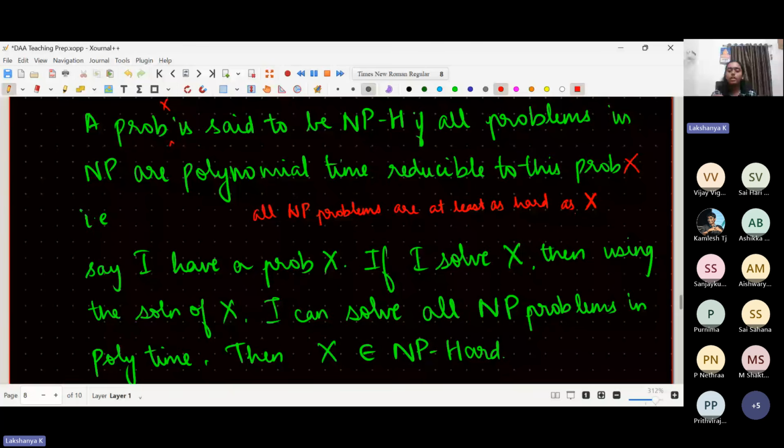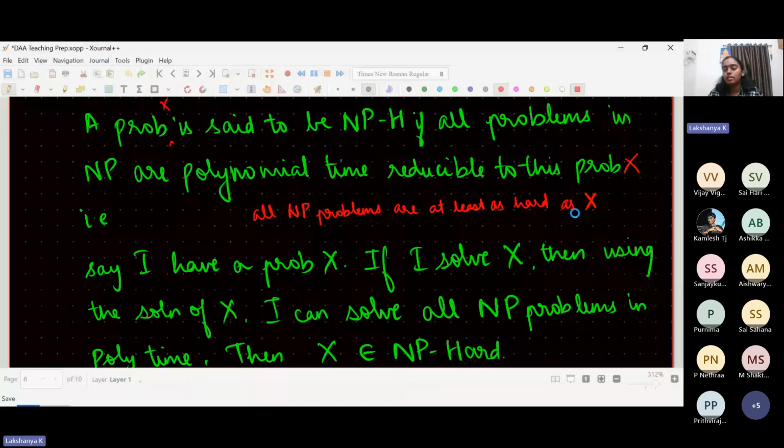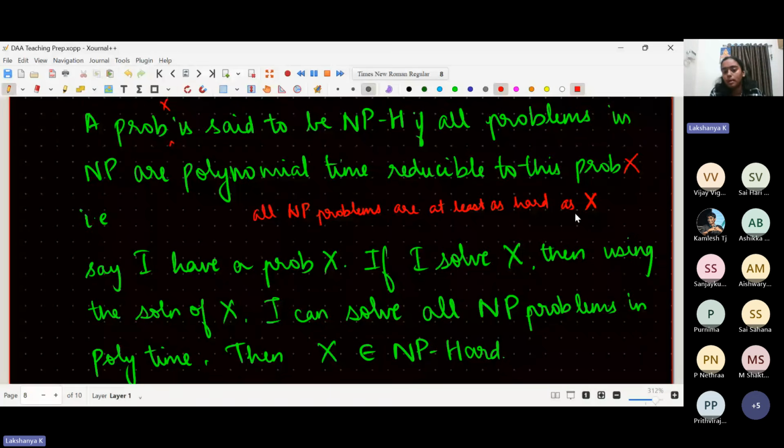Because you have to solve X first and then you have to do some manipulation, which may be easy, may be hard, may be straightforward, may involve a lot of thinking and a lot of work. But to start with, you have to solve X. Otherwise, you will not be able to solve these other NP problems, which means all NP problems are at least as hard as a particular problem X. Then we say X is NP hard.